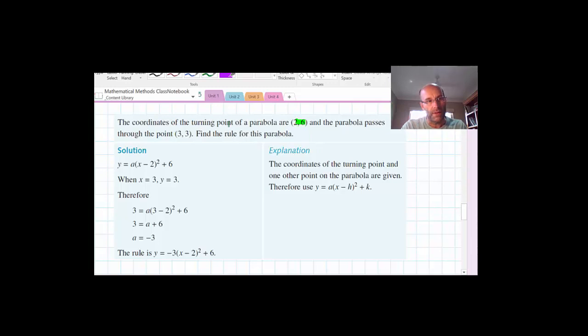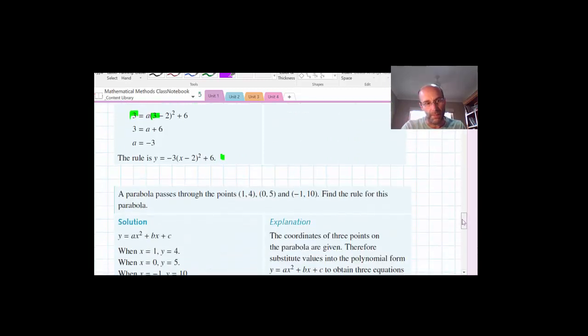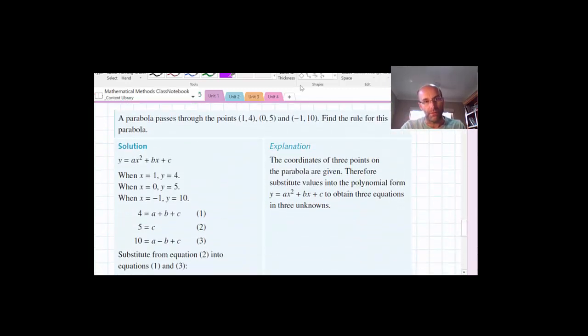It's unnecessary usually. Coordinates of the turning point are given, and we've got one other point, and so we use that form from above, the turning point form, and we substitute the given point in for y and for x, and we solve that, and then we've got our equation. Again, you don't need to expand that. And a parabola passes through 3 points. This might be new to you. You've got 3 points, so the rule has to be based on the polynomial form.